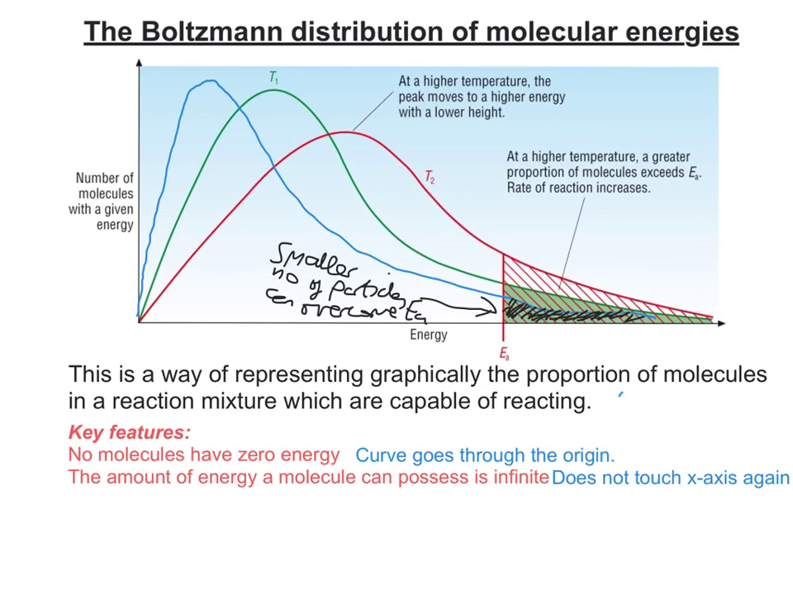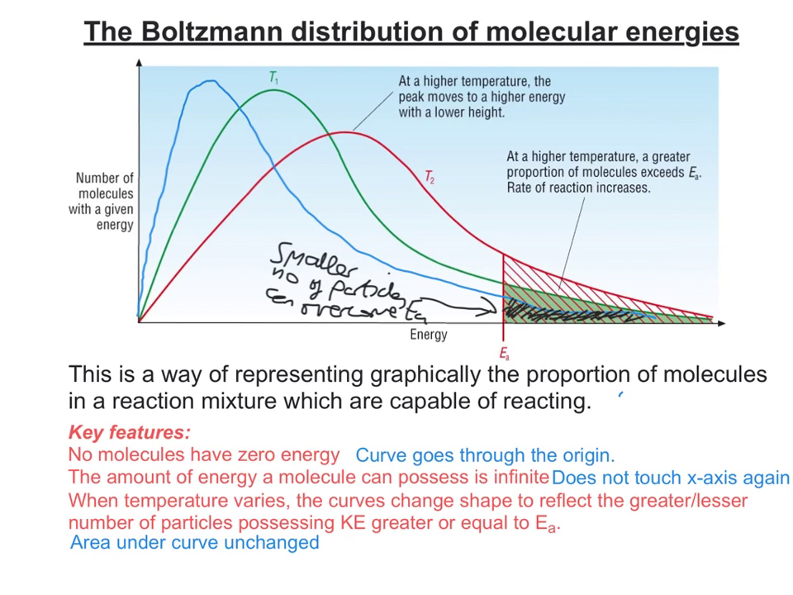Notice that the area under the peaks is actually the same, because you have the same number of particles in each case. So the peak that's colder is a little bit taller, and the peak that's warmer is a little bit shorter, but it goes further above the x-axis. So it's very important to remember that the area under the curve remains unchanged.